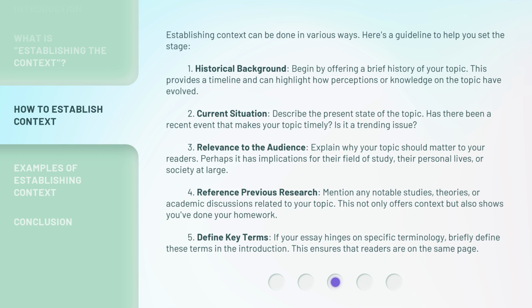2. Current situation. Describe the present state of the topic. Has there been a recent event that makes your topic timely? Is it a trending issue?